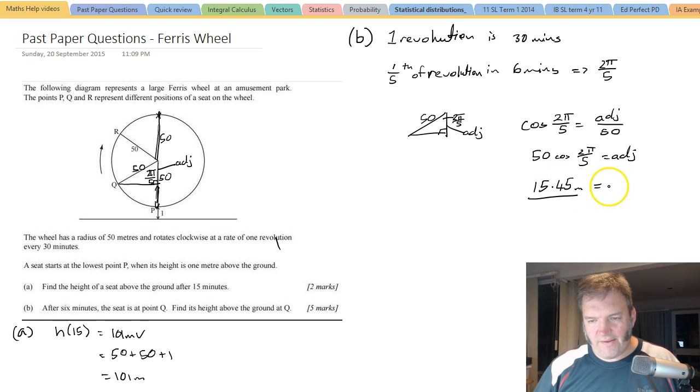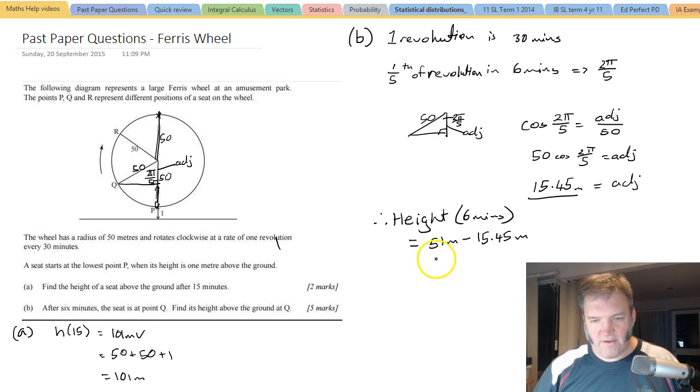15.45 metres was the length of the adjacent side. So therefore the height above the ground, which is after 6 minutes, is going to be 51 metres, subtract 15.45 metres, which is going to give us 35.55 metres.